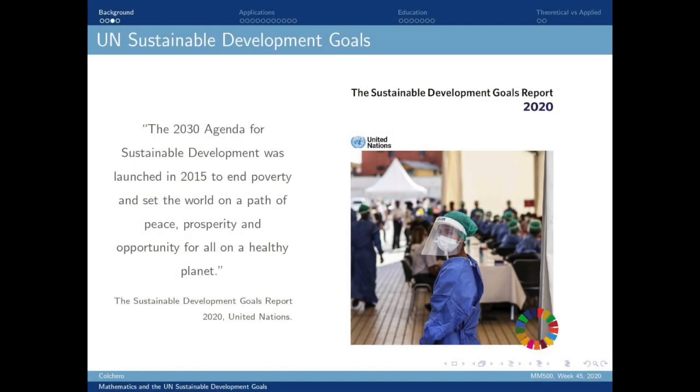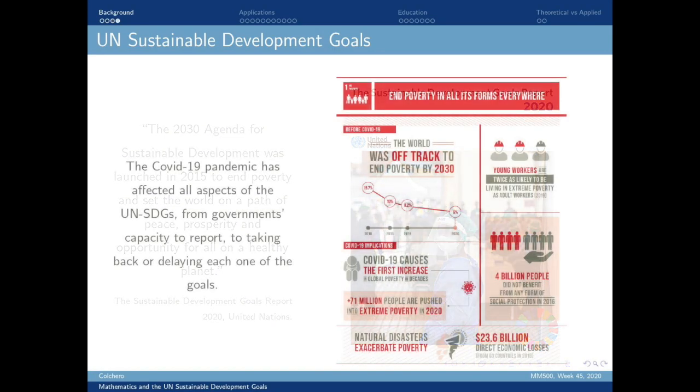As the latest report of the Sustainable Development Goals states, the initiative was launched to end poverty and set the world on a path of peace, prosperity, and opportunity for all on a healthy planet. However, today we know that we're facing an unprecedented crisis in the form of the COVID-19 pandemic, which has not only affected the governments and institutions' capacity to report for the UN Sustainable Development Goals, but also the progress on each one of the goals.